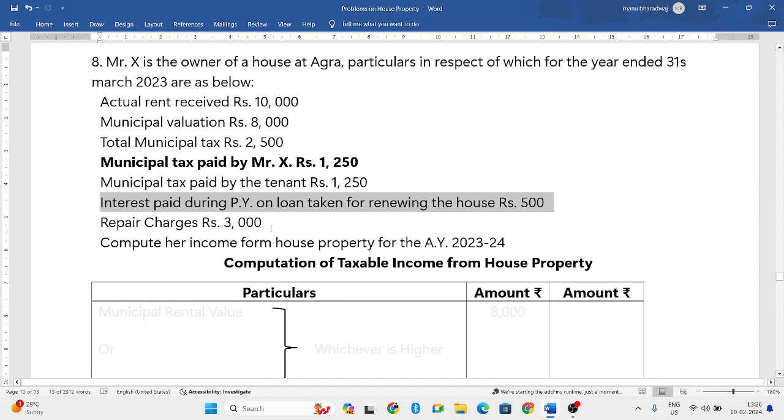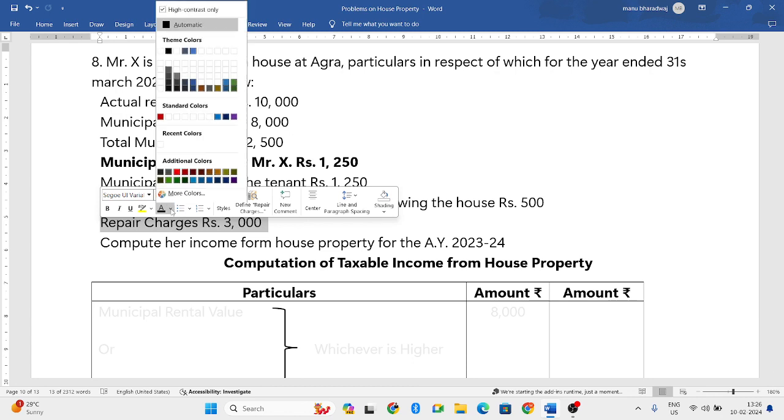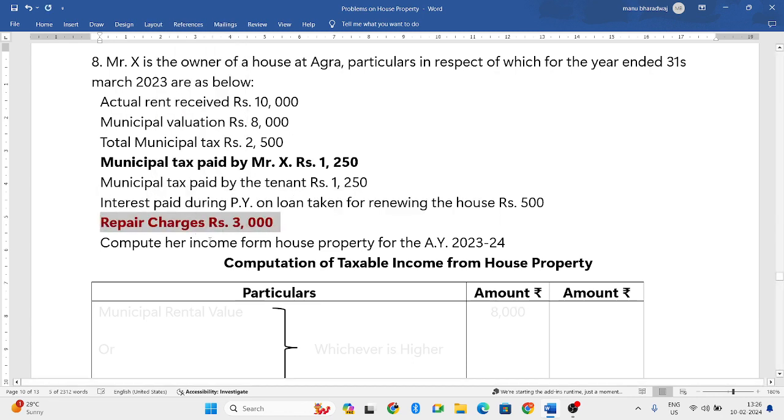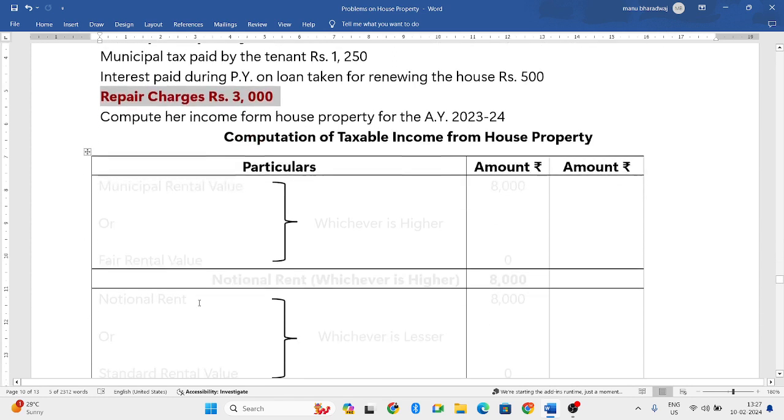One thing you should analyze and remember: in income from house property, when you're calculating any problems in house property, do not consider any expenses. So ignore these repair charges. We will not consider these repair charges. Any expenses, we have to ignore that. Compute our income from house property. So here we are computing the taxable income from house property.